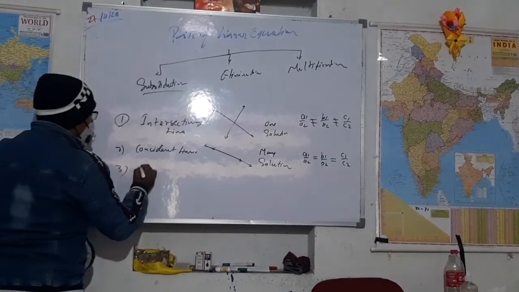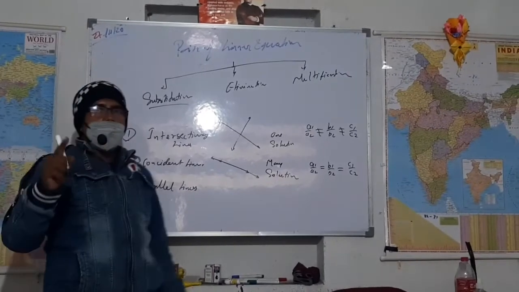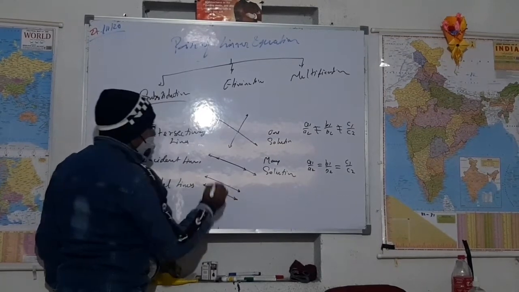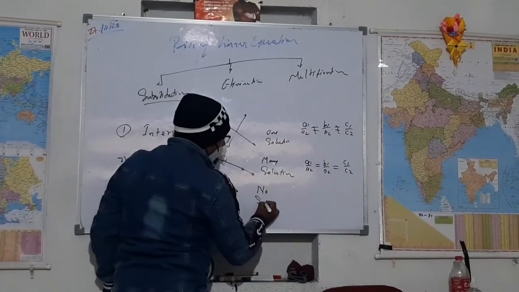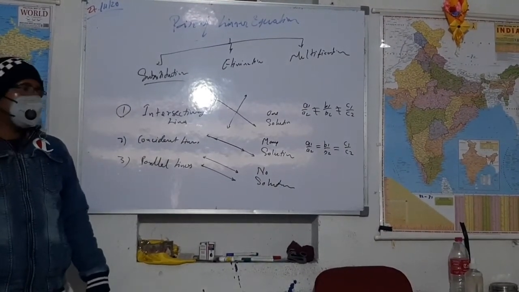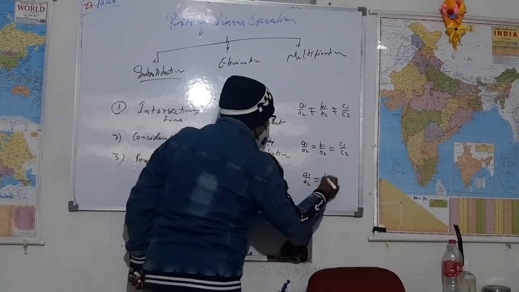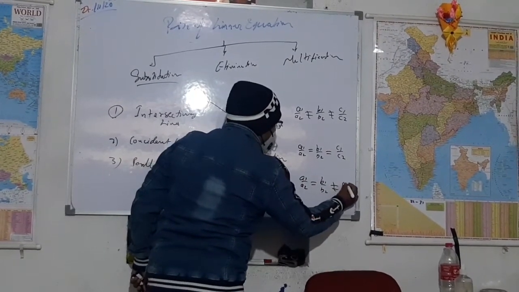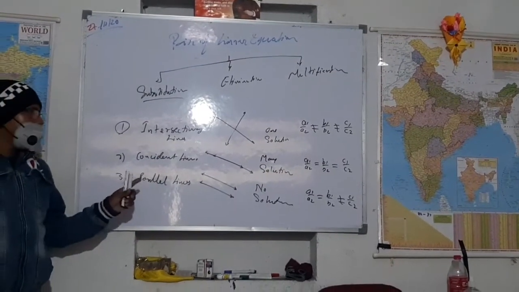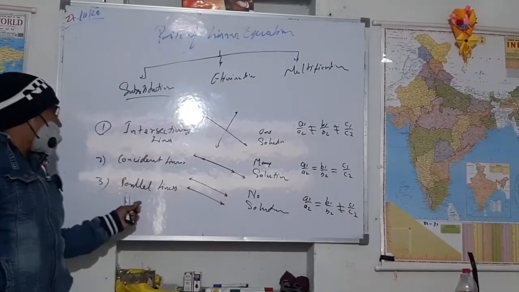Third, parallel lines. Parallel lines are two lines that are similar. They do not cut at any place, so the answer is no solution. The formula is A1 by A2 equal to B1 by B2 and not equal to C1 by C2. That is, intersecting lines have one solution, coincident lines have many solutions, and parallel lines have no solution.